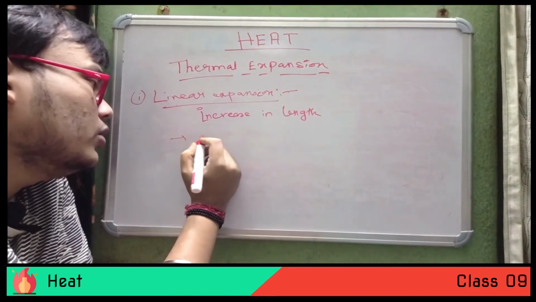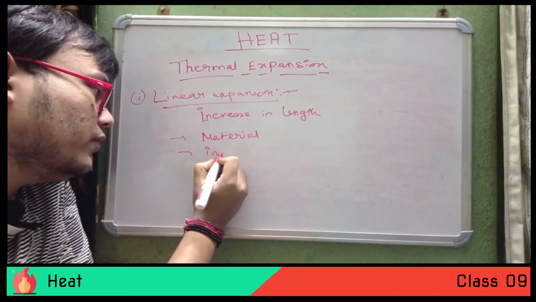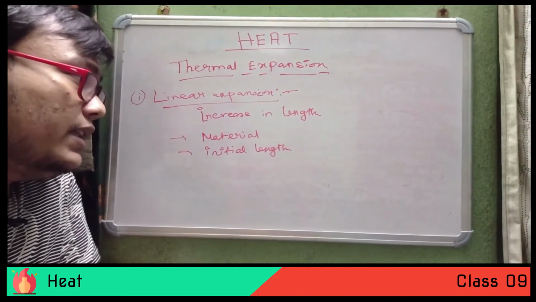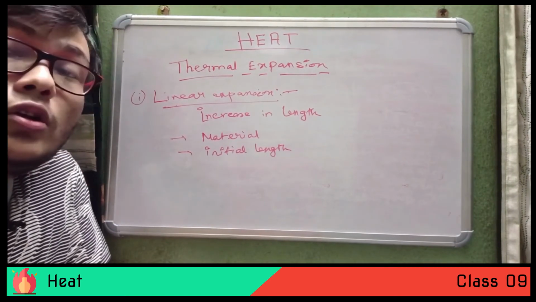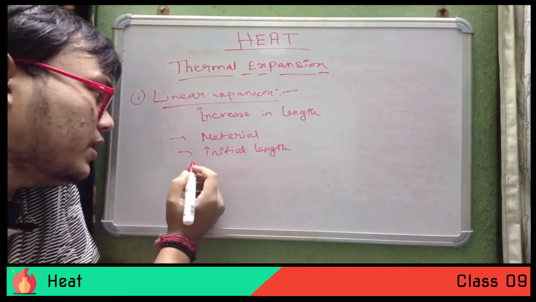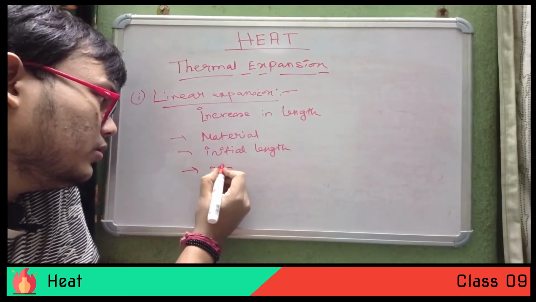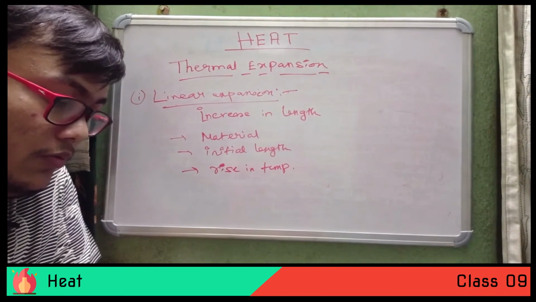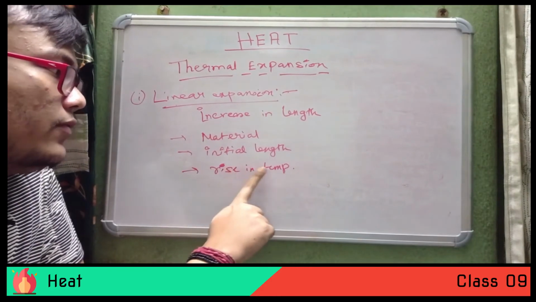This is the material of the rod, the initial length of the rod. It is seen that if we take a 2-meter iron rod and a 4-meter iron rod, the 4-meter iron rod will expand much more. So it depends on the material, the initial length, and also the rise in temperature. So the increase in length depends on these three factors.